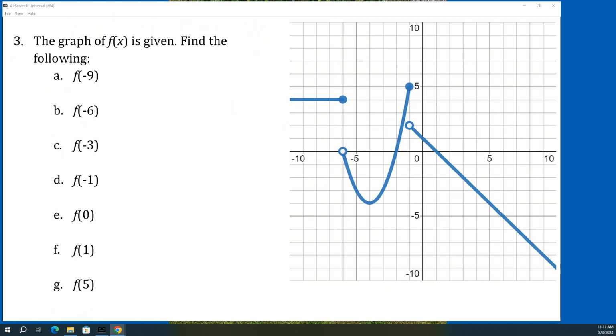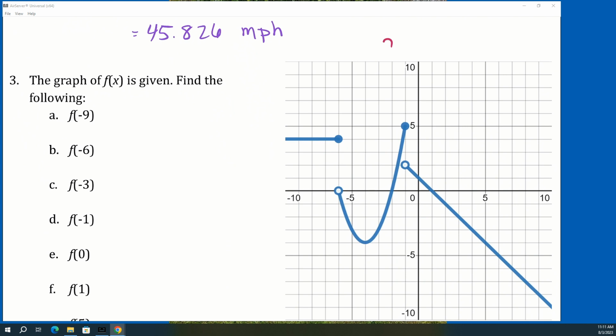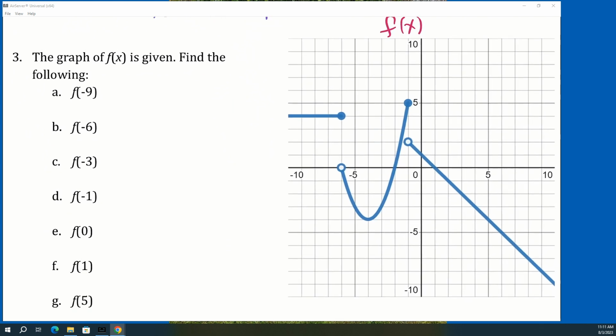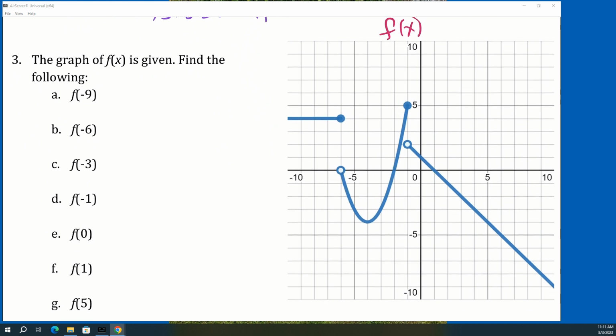And so this graph is f of x. We're just going to find all of these values. So if we want to find f of -9, we're just going to go to where x is -9, and we're going to go up to the graph. What is the value of the function up there? 4.